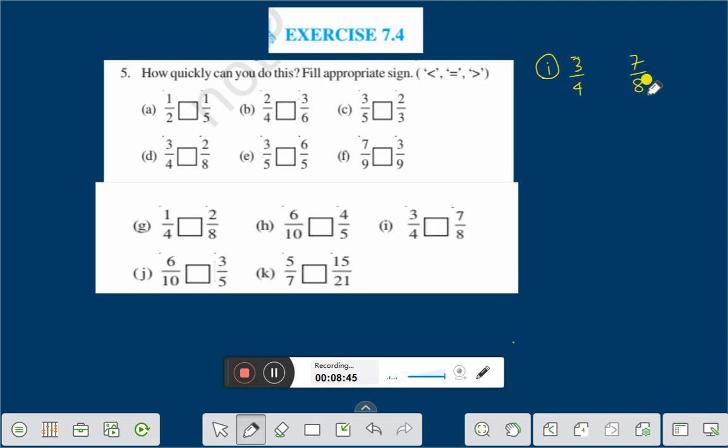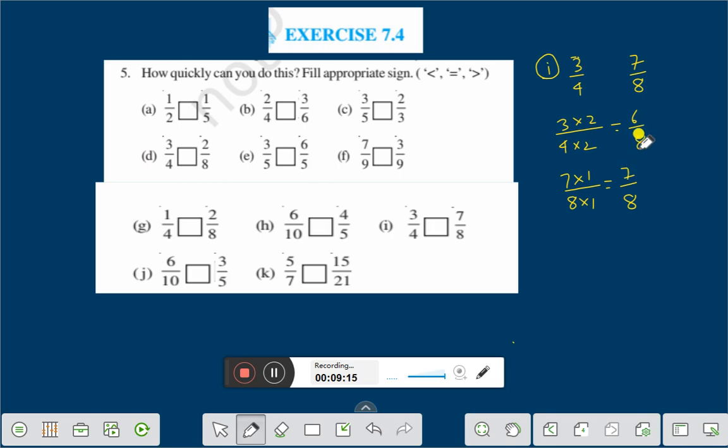Here the LCM of 4 and 8 is 8. Therefore, you have to multiply 3 by 4 by 2, and you have to multiply 3 also by 2. That is 6 by 8. And here it is 7 by 8. Multiply by 1, 7 into 1 by 8 into 1, that means you are getting 7 by 8. Since both denominators are the same, 8, the number which is greater will be greater.